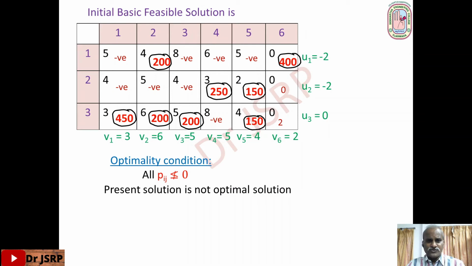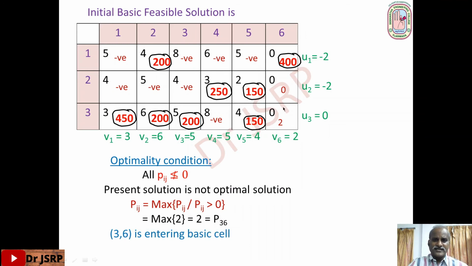So now we have to improve the solution. How do we improve the solution? We find a new basic feasible solution by replacing one of the basic cells by a non-basic cell. For that, first we find the entering basic cell. So we consider the maximum of the positive penalties, that is, the maximum of Pij such that Pij is greater than 0. So we have only one positive penalty, that is 2, itself the maximum penalty, corresponding to the 3 6 cell, P36. Okay. So the corresponding cell is the entering basic cell. So 3 6 is the entering basic cell.